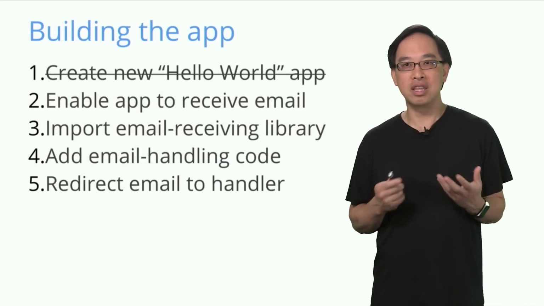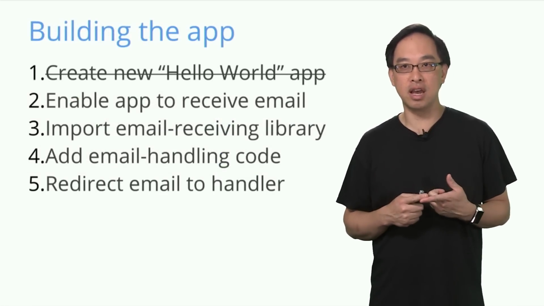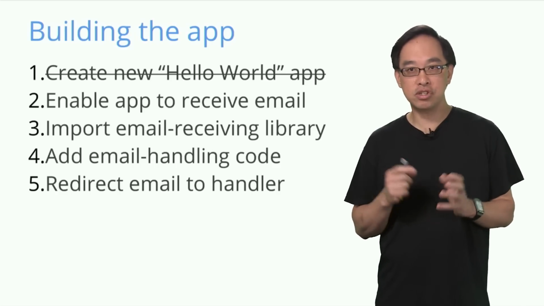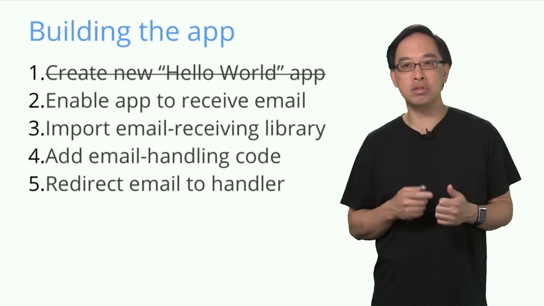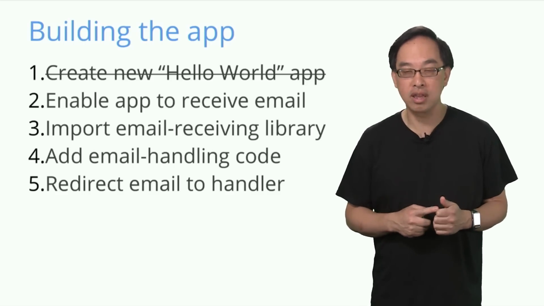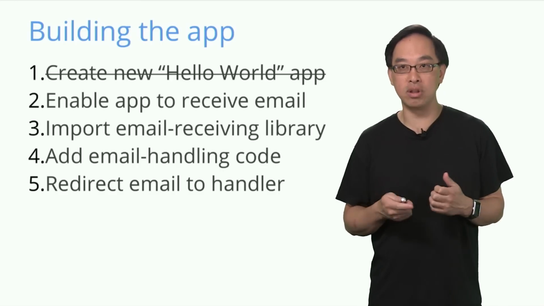Believe it or not, building this app only requires a few steps. Step 1. Create the skeleton app. Done. Step 2. Enable receiving email. It's just a config change. Step 3. Bring in the library code that supports email handling. Step 4. Add the code that uses that library. And step 5. Route all inbound email messages to the handler that you wrote in step 4.